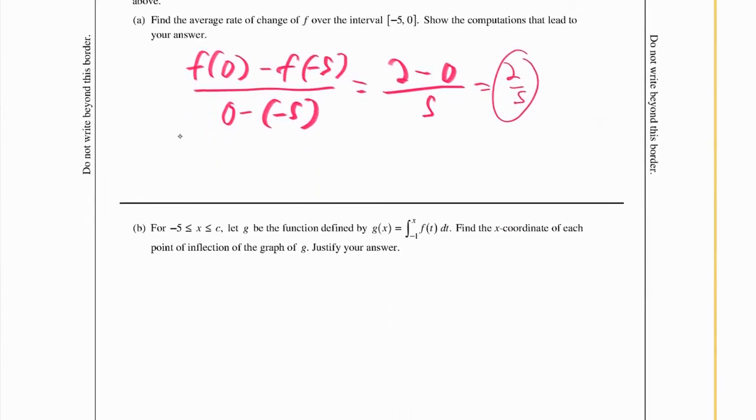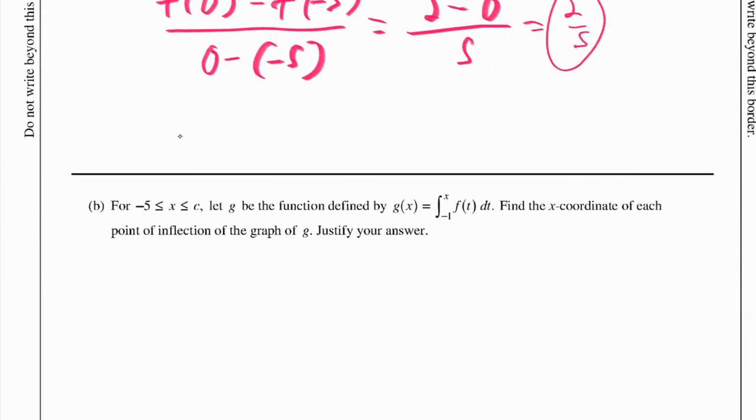Then it says for negative 5 to c, let g be the function defined by this. So this is another example of our accumulation function. g is the integral of all this. And then it says to find the x-coordinate of each point of inflection of the graph of g. All right, so to find the point of inflection, we need to figure out first what g prime of x is. And g prime of x is equal to f of x.